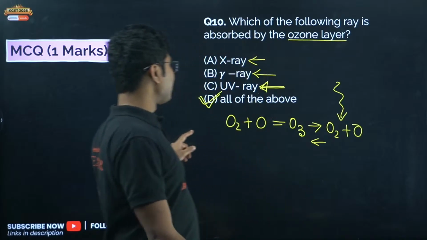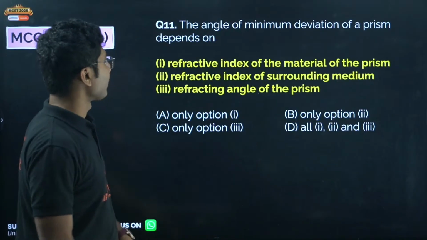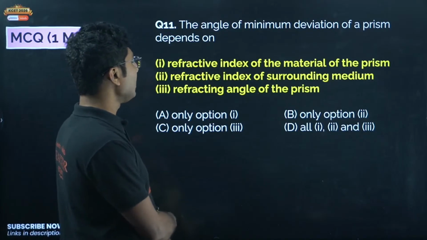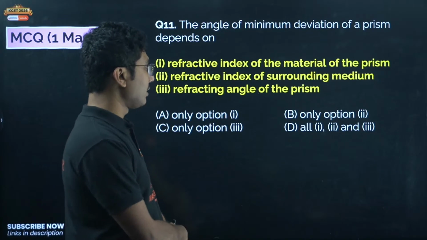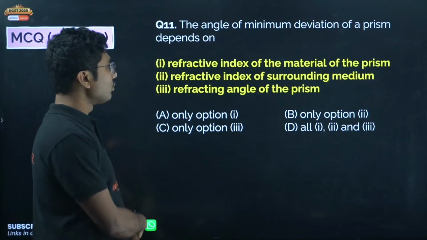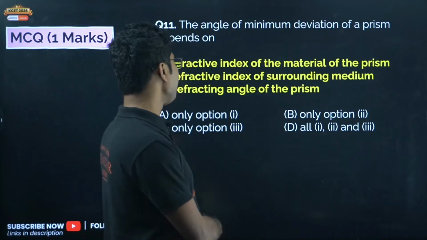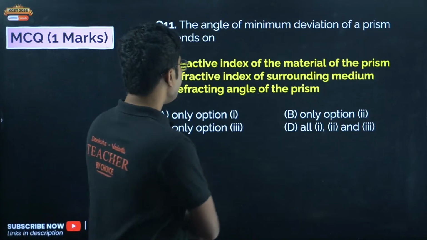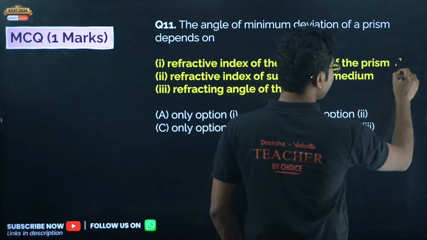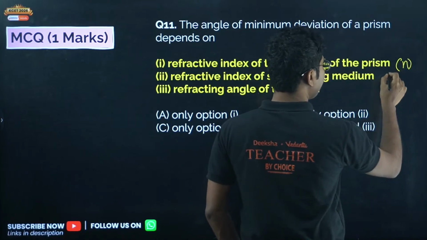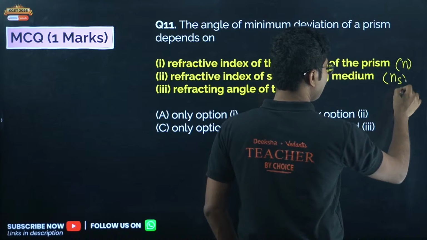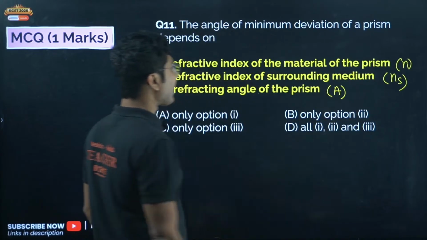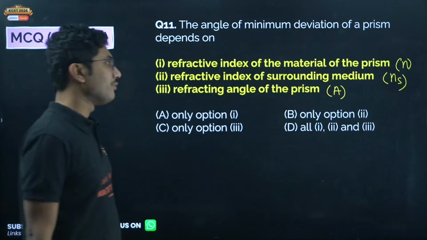Okay, now let's move on to the next question. The angle of minimum deviation of a prism depends on: number 1, refractive index of the material of the prism; number 2, refractive index of the surrounding medium; number 3, refracting angle of the prism. So say the refractive index of the material of the prism is N, the refractive index of the surrounding is Ns, and the angle of the prism is A. On which factor does the angle of minimum deviation depend?